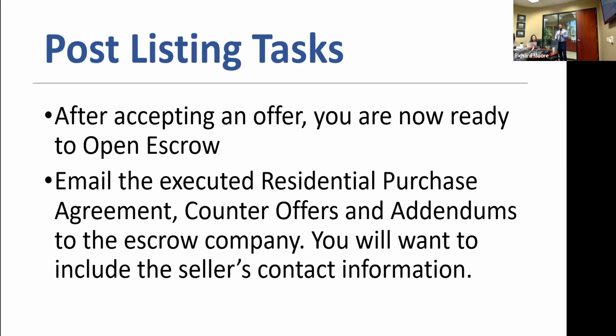And you're going to include the seller's contact information. So I'm the listing agent. We accepted an offer. I'm going to contact escrow and say, hey, we'd like to open escrow on this property. I'm going to send you over the information. So this is what you're going to send: the RPA, counteroffers and addendums, and then the seller's contact information. If there's two sellers, maybe husband and wife, you're going to send both their information, email addresses, phone numbers, everything, because escrow is going to want to reach out to them if they have any questions, and to send out escrow instructions and so forth.